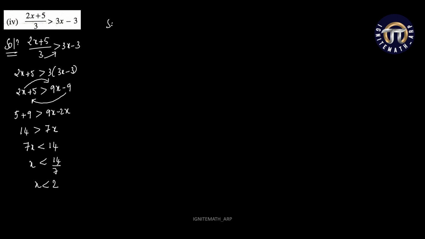So what should I write? The solution set is equal to x such that x belongs to the set of real numbers. Clear? Okay. Then x is smaller than 2. Now I'll go ahead with the number line. So this is 2. This is 1. This is 0. This is minus 1. It comes like this. Clear, children? Okay, this is 3, this is 4, this is 5.